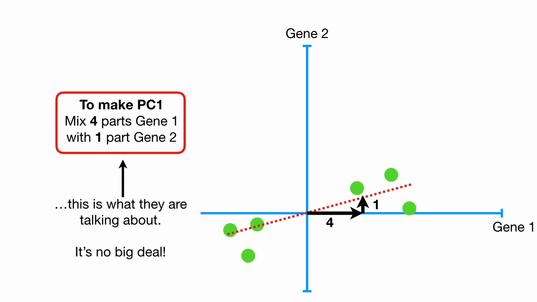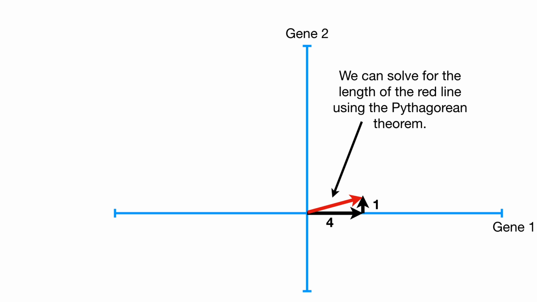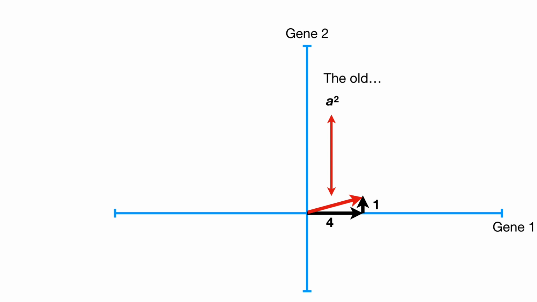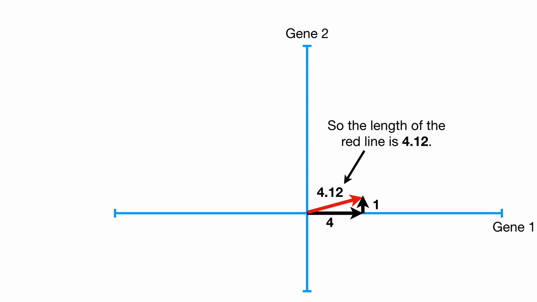It's no big deal. The recipe for PC1, going over 4 and up 1, gets us to this point. We can solve for the length of the red line using the Pythagorean theorem. The old a squared equals b squared plus c squared. Plugging in the numbers gives us a equals 4.12. So the length of the red line is 4.12.